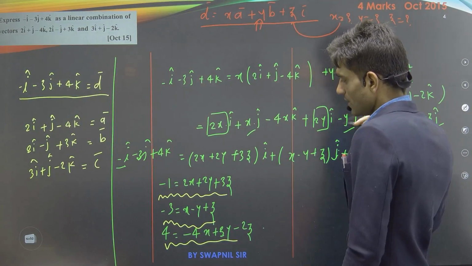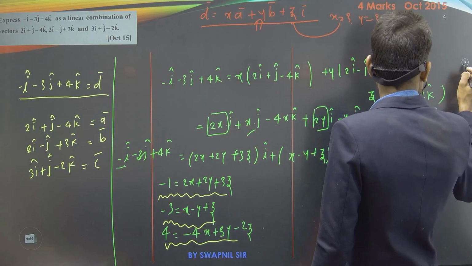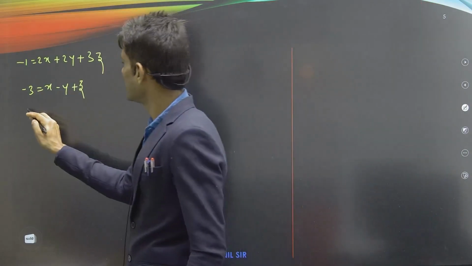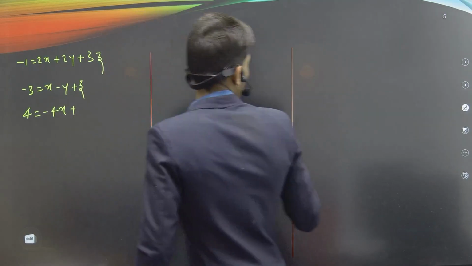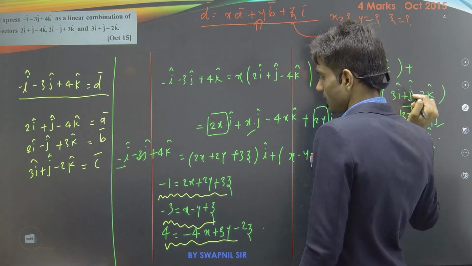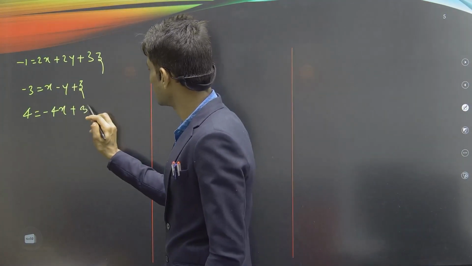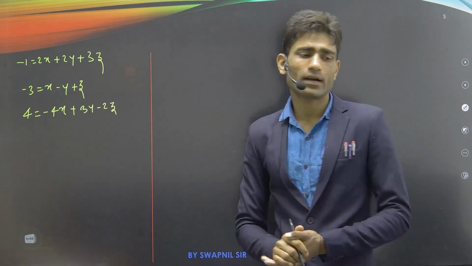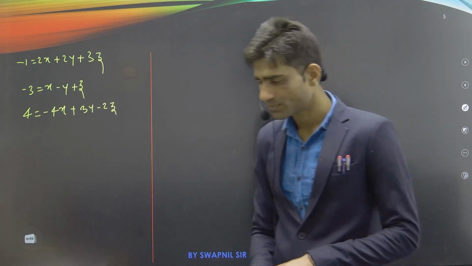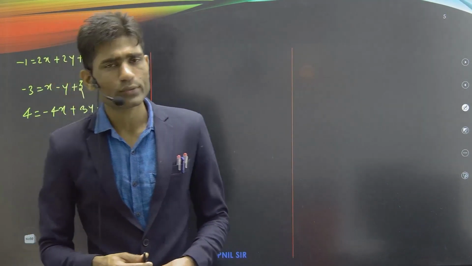And the next equation: 4 equals minus 4x plus 3y minus 2z. So now we have three different linear equations. As we want the values for x, y, z, we convert into the determinant.